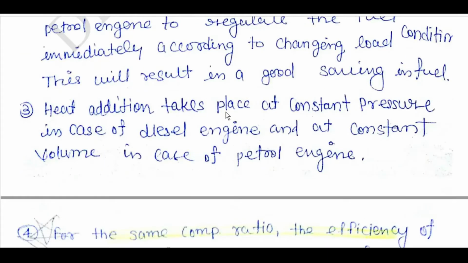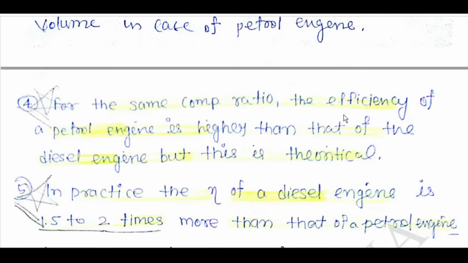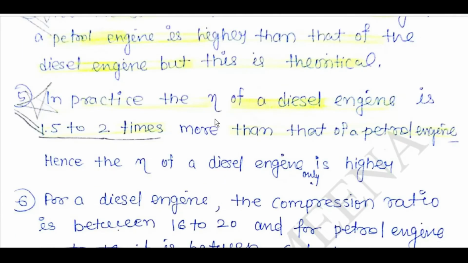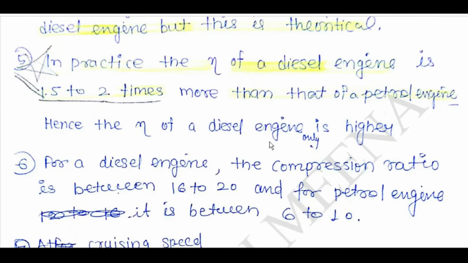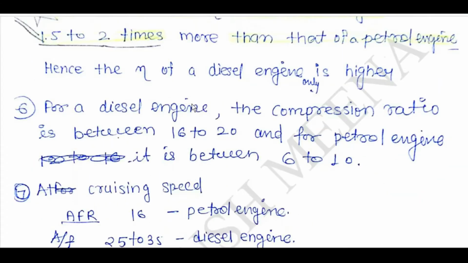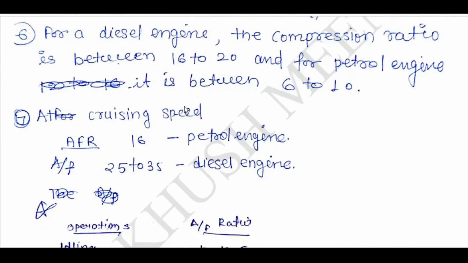Heat addition takes place at constant pressure in the case of a diesel engine and at constant volume in the case of a petrol engine. For the same compression ratio, the efficiency of a petrol engine is higher than that of a diesel engine, but this is theoretical. In practice, the efficiency of a diesel engine is 1.5 to 2 times more than that of a petrol engine. Hence, the efficiency of a diesel engine is higher. For a diesel engine, the compression ratio is between 16 to 20, and for a petrol engine, it is between 6 to 10.